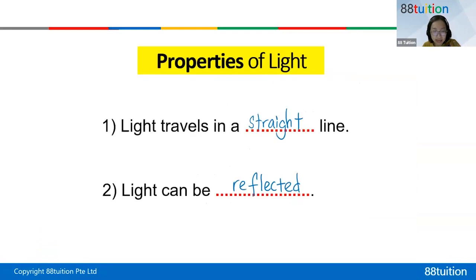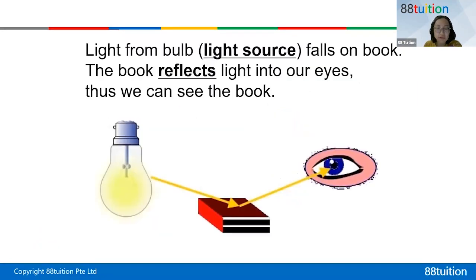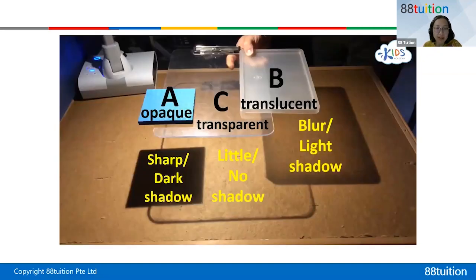All right, those who just came in, we were talking about these two main concepts. Light travels in a straight line and light can be reflected. So the light from the light bulb will fall onto the book and the book will reflect the light into our eyes. That's how we see the book. Now there are three objects here, A, B, and C.